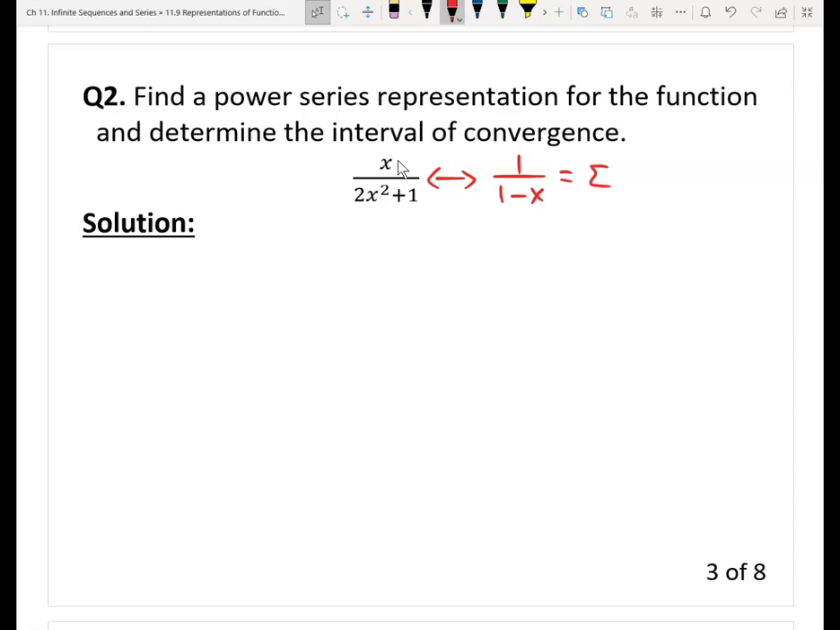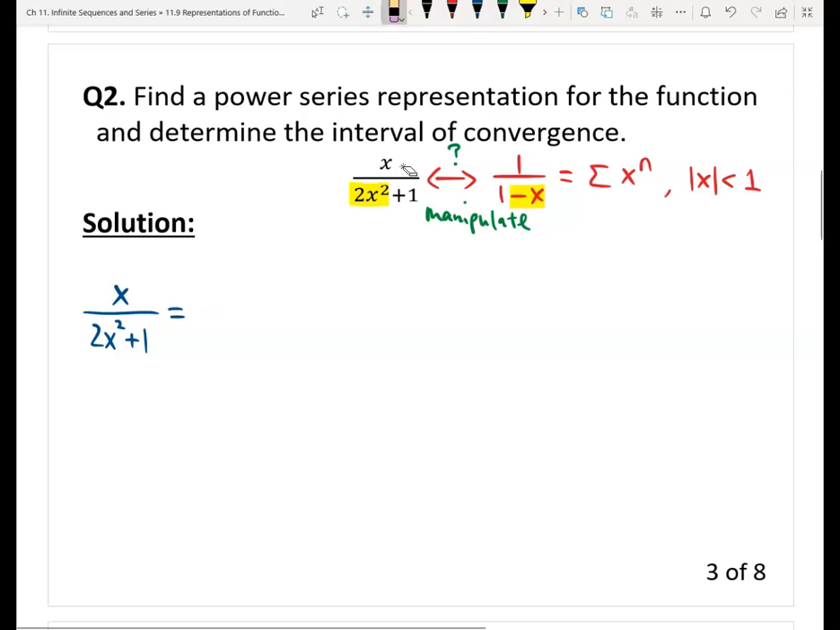And this is x raised to the nth power, and the domain is still absolute value of x less than 1. I will show you how to manipulate. Of course, all we need to do is change it to negative x, right? Very similar to the first question. So let me show you. Here is x over 2x squared plus 1.